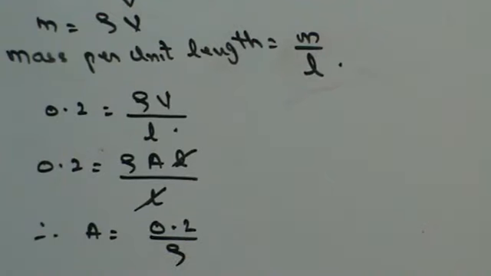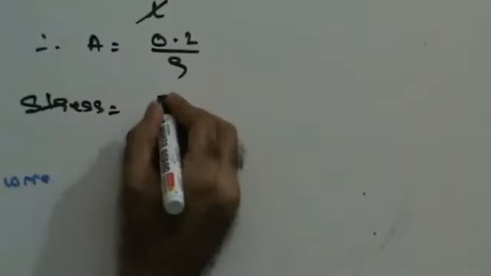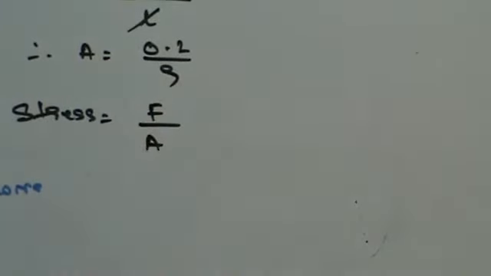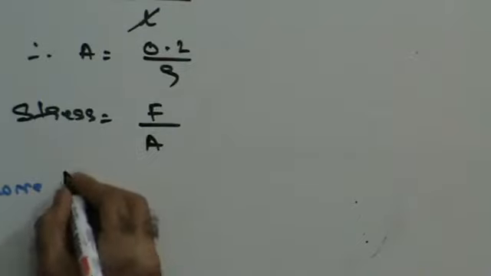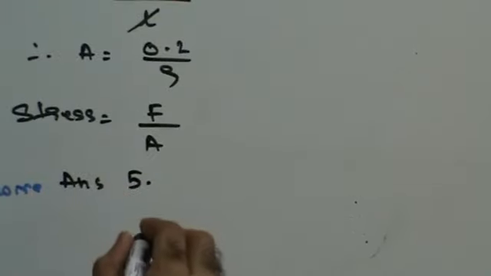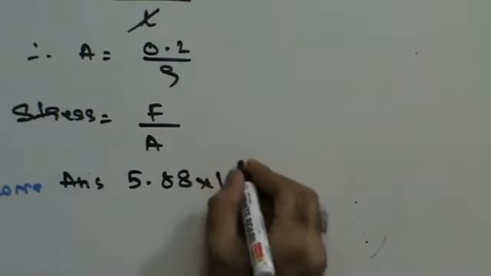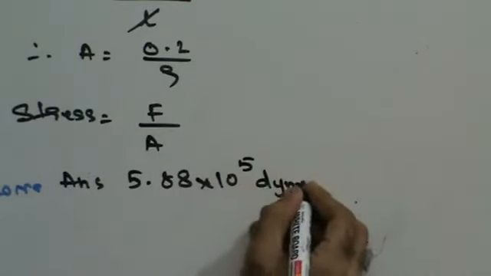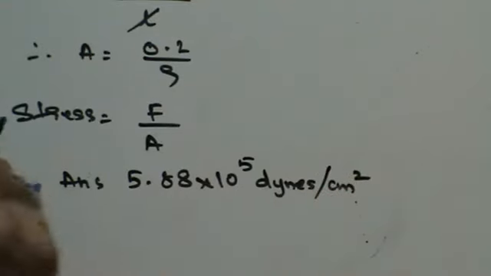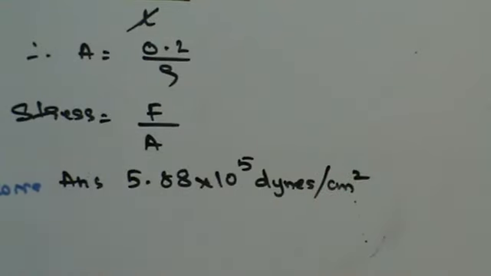Now, what have they asked me to find out? I'll come to know the area. Once I have the area, then I can find out stress, which they've asked you to find out. Stress is force upon area. Force is given to you. Area you just found out. Substitute and get the answer. You will get this answer as 5.88 into 10 raised to 5 dynes per centimeter square. Right? Next, let's see the next one, guys.